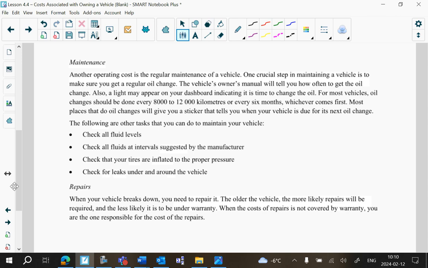One thing that you usually want to get is an oil change. So if you don't have a new vehicle, you have to make sure that you get an oil change, usually every 8 to 12,000 kilometers, or they give you a certain time. If you go to a place that does oil changes, they always give you a little sticker to put on your windshield to remind you when you should come in. But oil change is a big one, because if your oil runs out, your engine seizes. And if your engine conks out, that's a big expense to replace an engine.